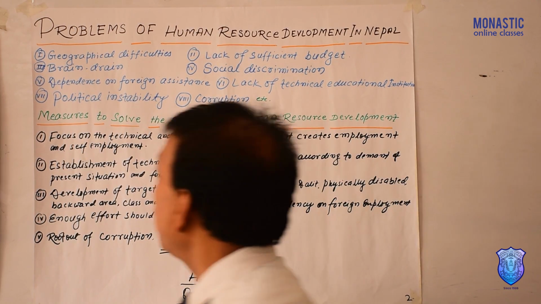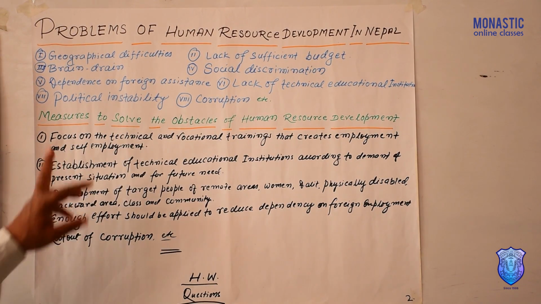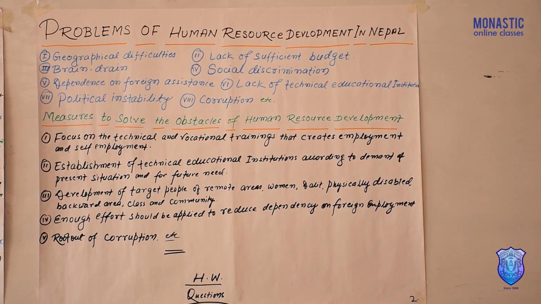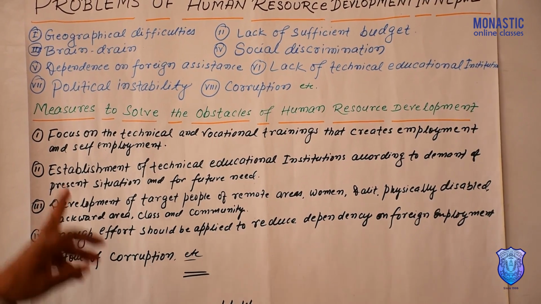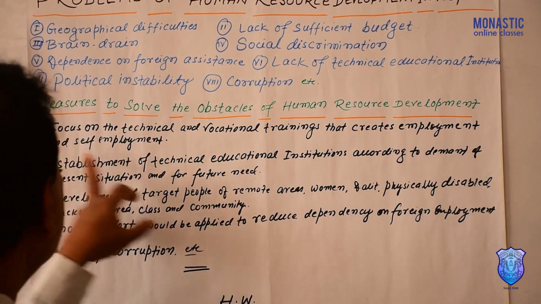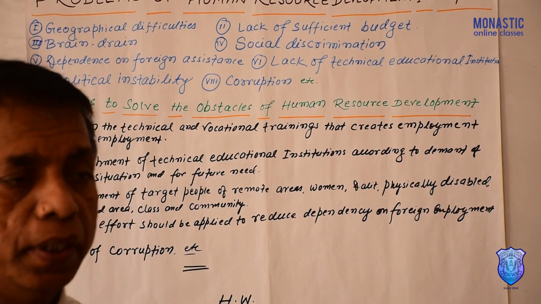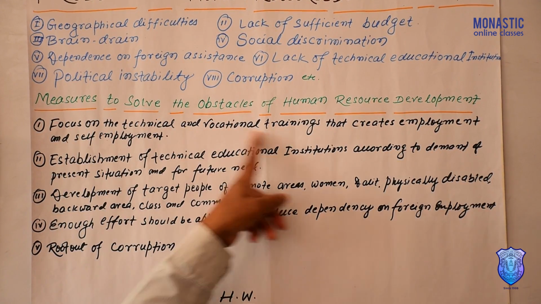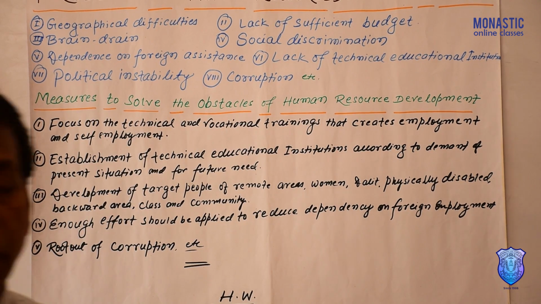Yes, of course, there are big problems, but we also have some measures here. How to solve this? Focus on technical and vocational training that creates employment and self-employment, to develop the human resource. How far is the government trying?